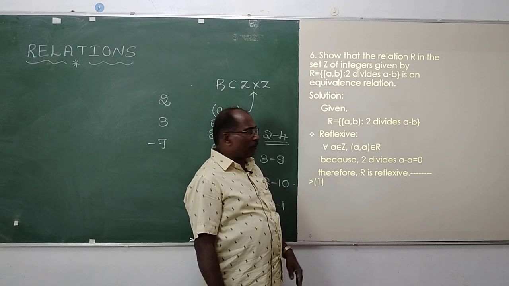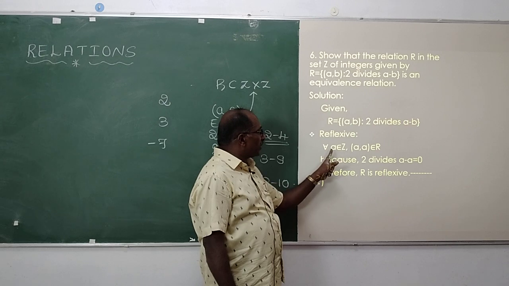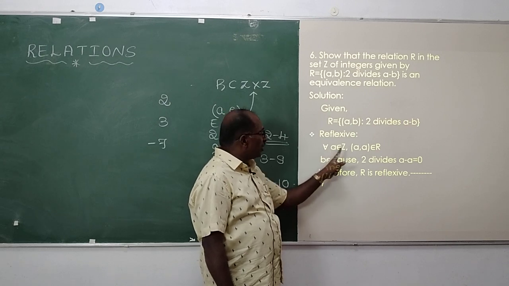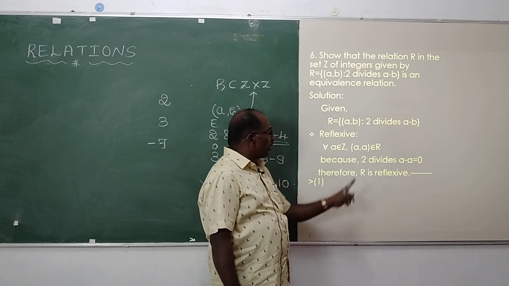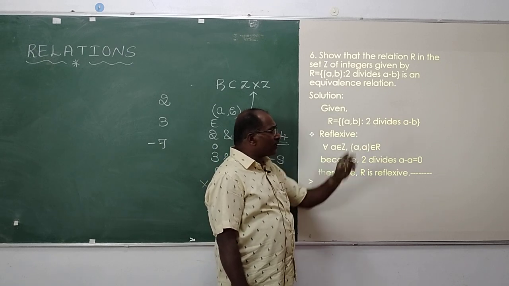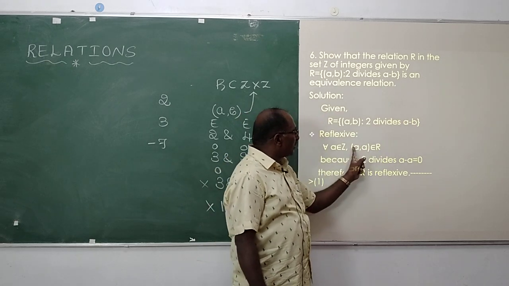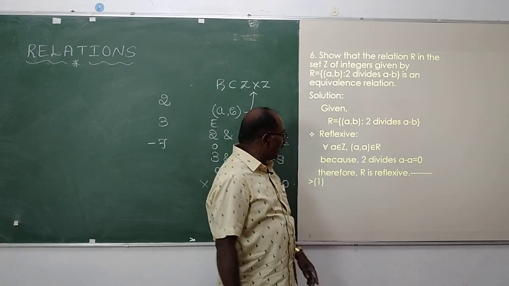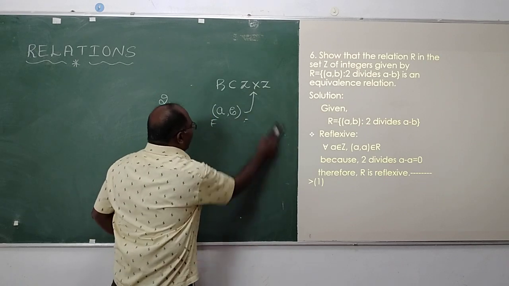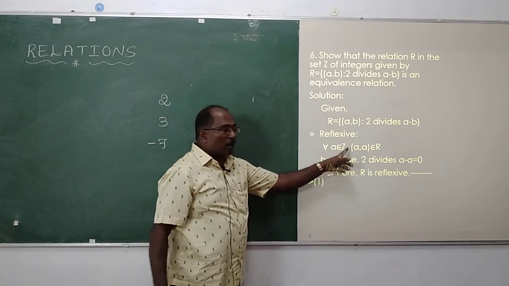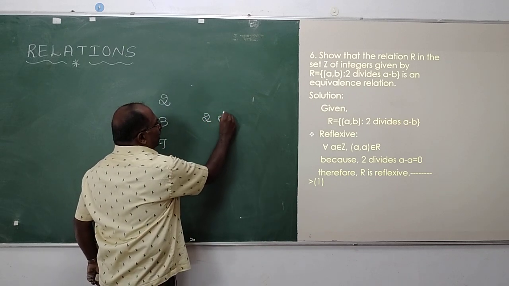R is reflexive means for every element a belonging to Z, where a is any integer, (a, a) belongs to R. (a, a) belongs to R means this ordered pair satisfies the relation: 2 divides a minus b, that is, a minus a, which is 0. Students, look here. For any integer a, (a, a) belongs to R because the ordered pair satisfies the given relation.